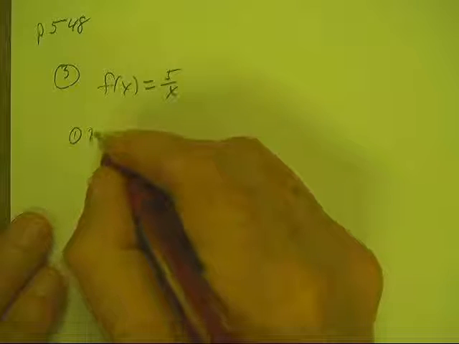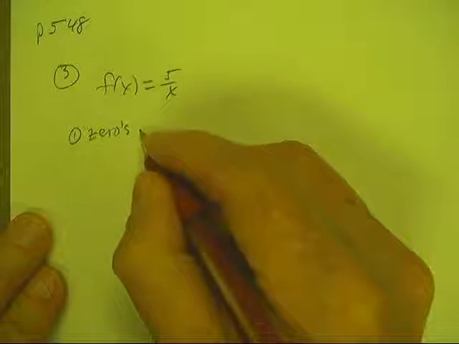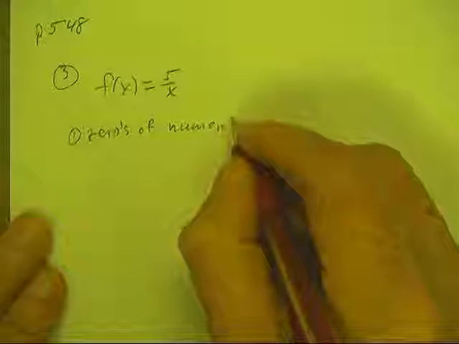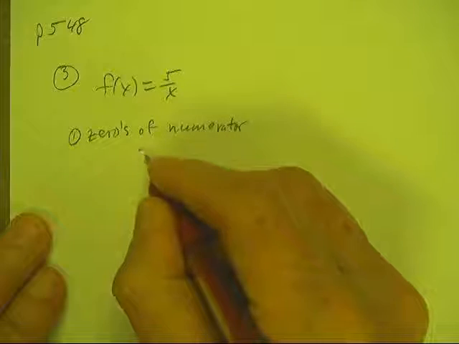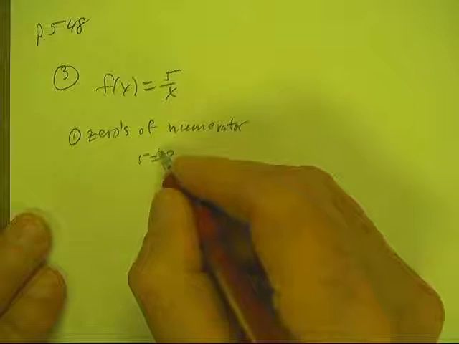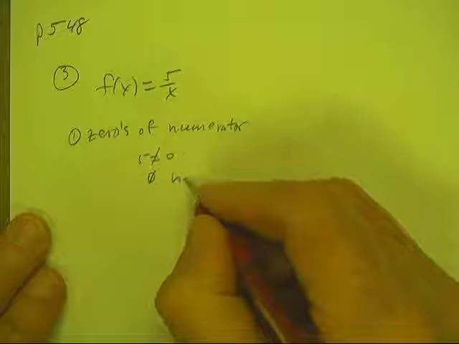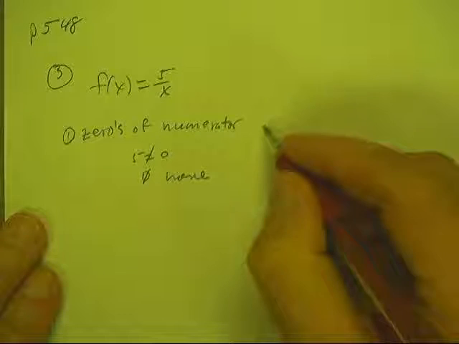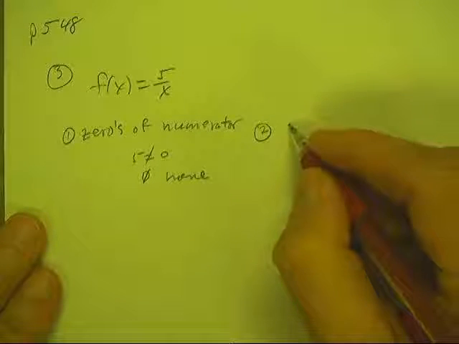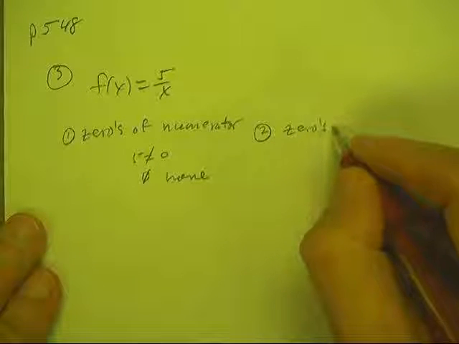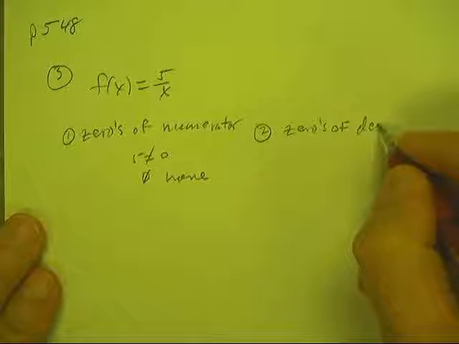Okay, welcome back. So we go to the first step here, and we want all zeros of the numerator. So take the numerator and set it equal to 0. Okay, none exist, so there are none on that step. On this step, we want zeros of the denominator.